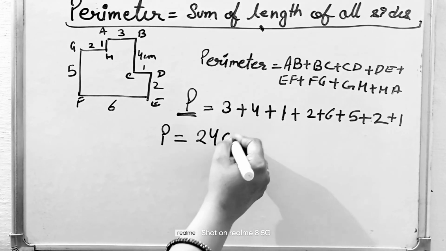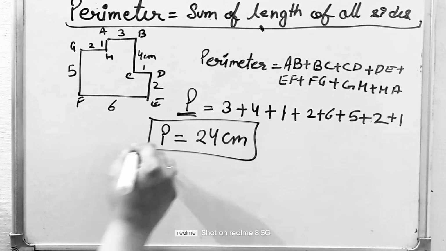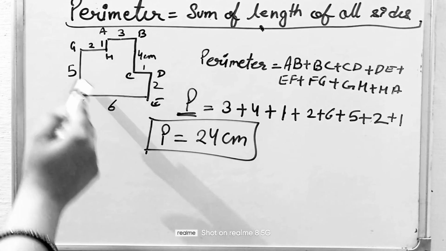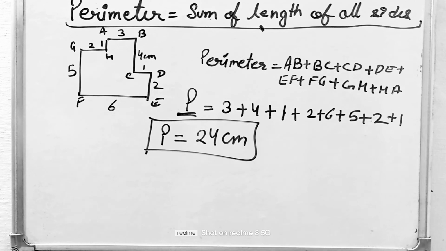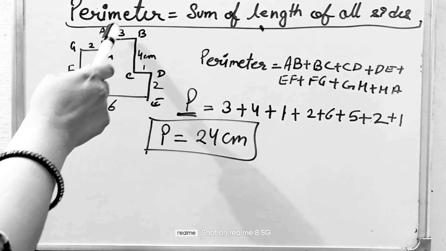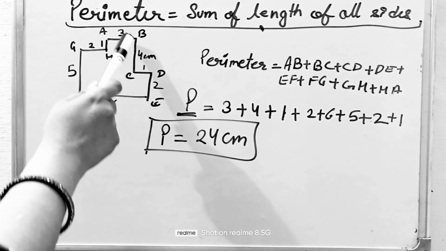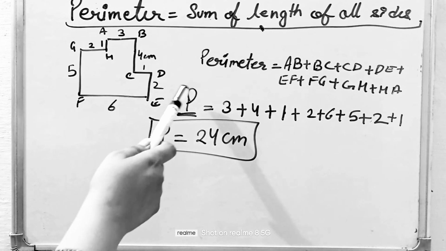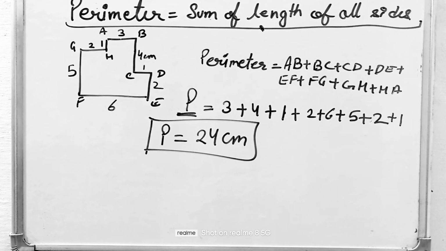And you will get your answer as 24 centimeters. So this 24 centimeter is the perimeter of this particular shape. Right? So this is the way to find out the perimeter of any irregular closed shape. You can see this is an irregular shape because the length of all the sides are different. So this is the method to find out the perimeter of an irregular closed shape.